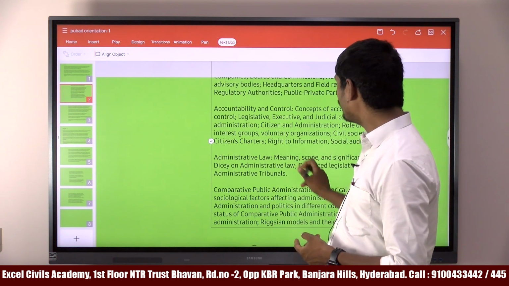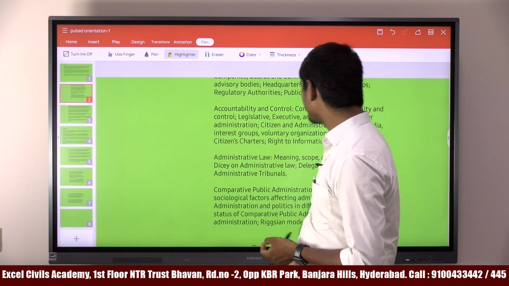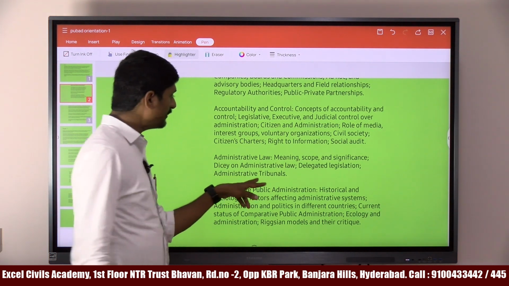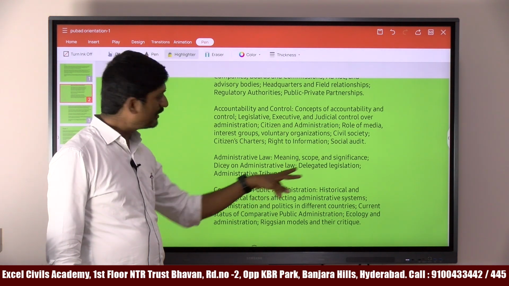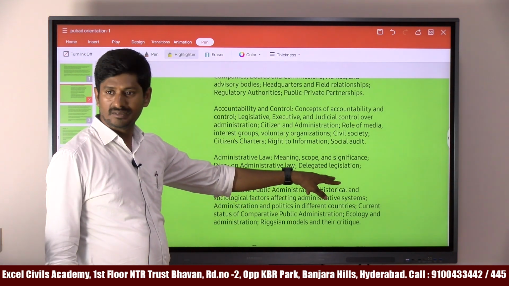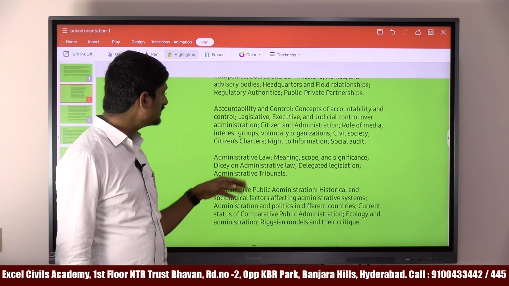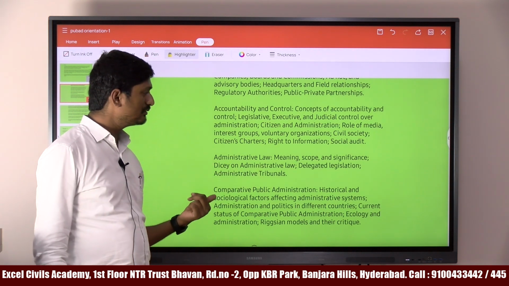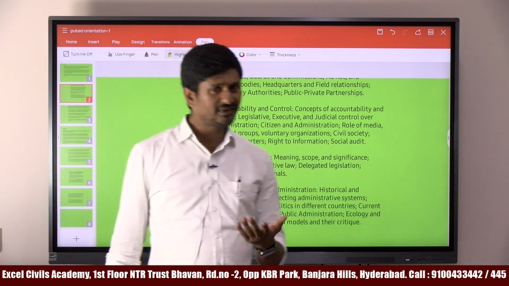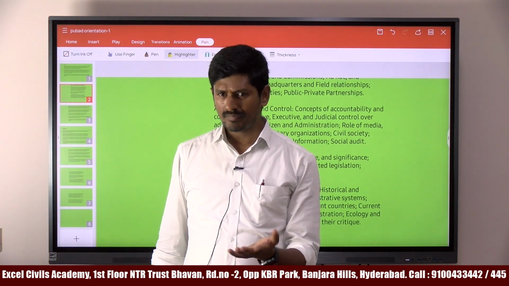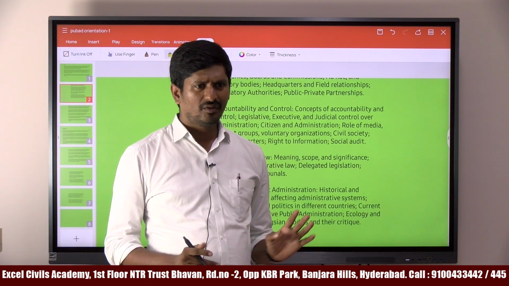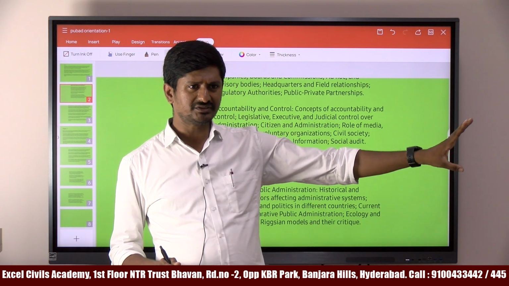Next, administrative law. What is it? We will study what are administrative tribunals, what is delegated legislation, what is the view of Dicey on administrative law, and what is its scope and significance. We have discussed this, right? Do you remember? But we will elaborately define what the French system of administration is.